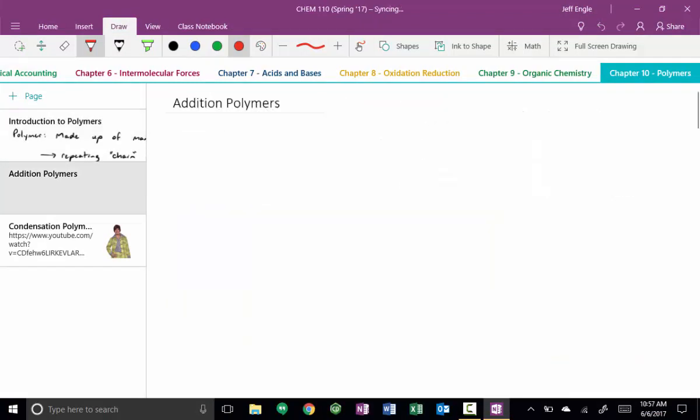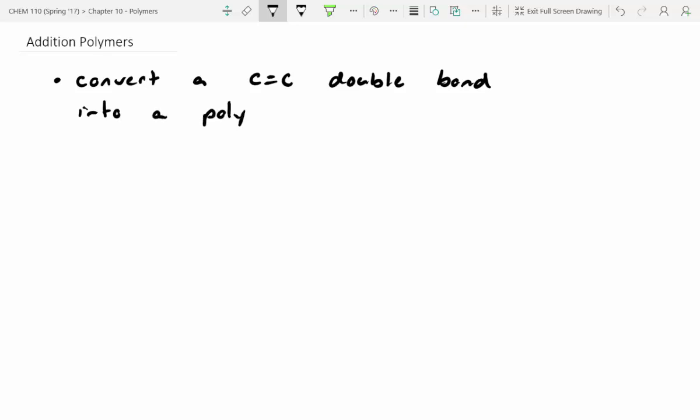All right, so let's talk about addition polymers. Addition polymers are ones like ethylene, where we take a monomer and we polymerize it. And there's a bunch of really cool ones, so I wanted to go over these, but let's describe them a little bit. They convert a CC double bond into a polymer of CC bonds. So we're going from an alkene to an alkane.